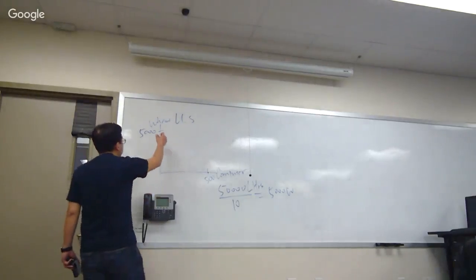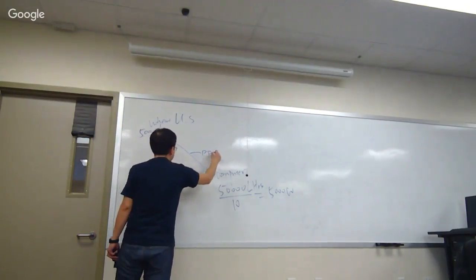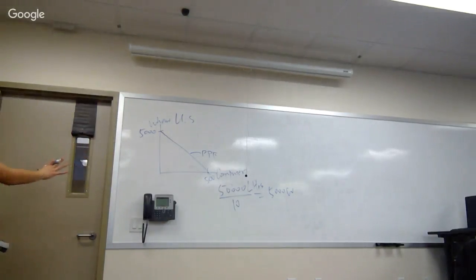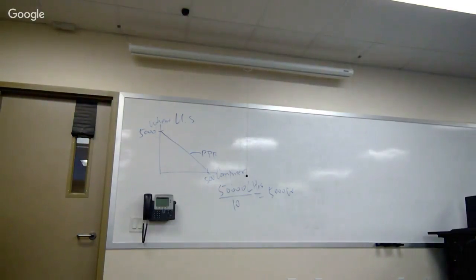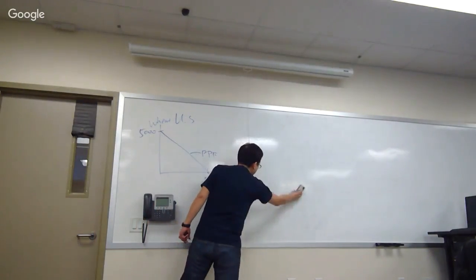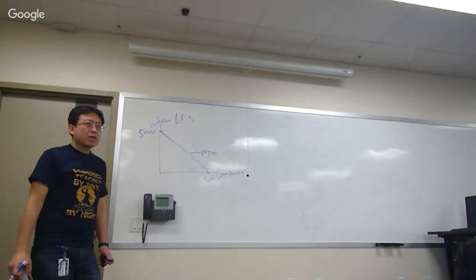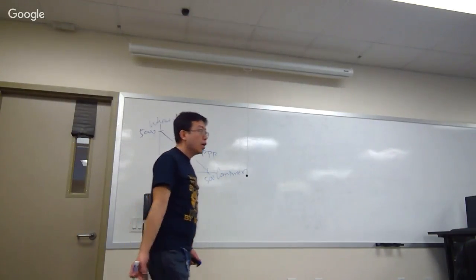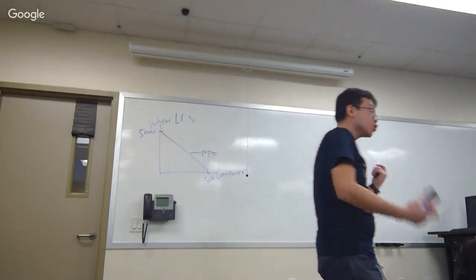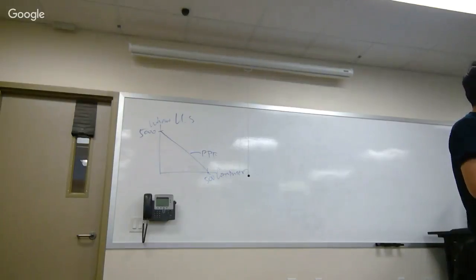Next, I'm going to connect the 2 points. To draw a connection, this line is our PPF. Very simple PPF because we use the 2 endpoints. Now, before US is trading with Japan, we're going to say US is self-sufficient. To be self-sufficient, you must consume everything you produce yourself. Now, can you guys be self-sufficient?